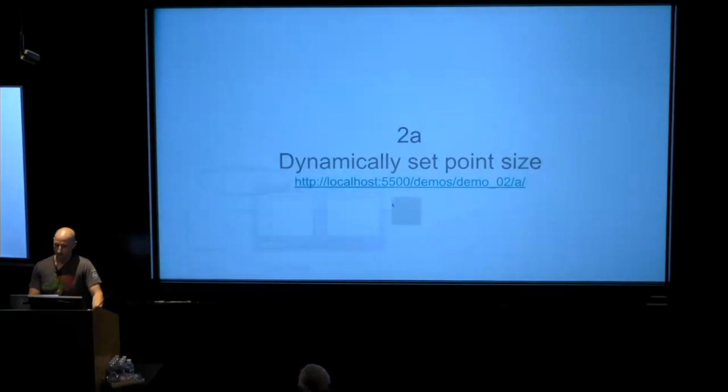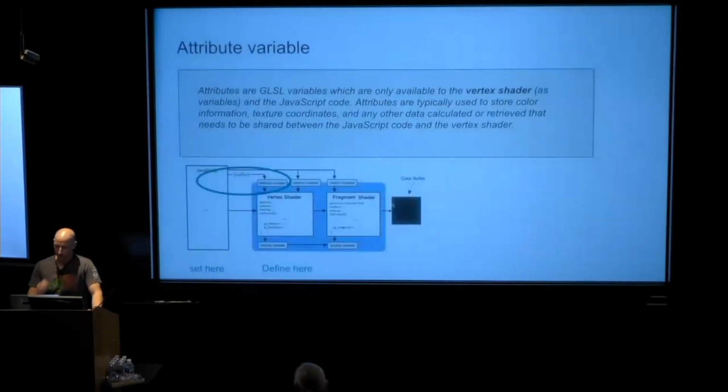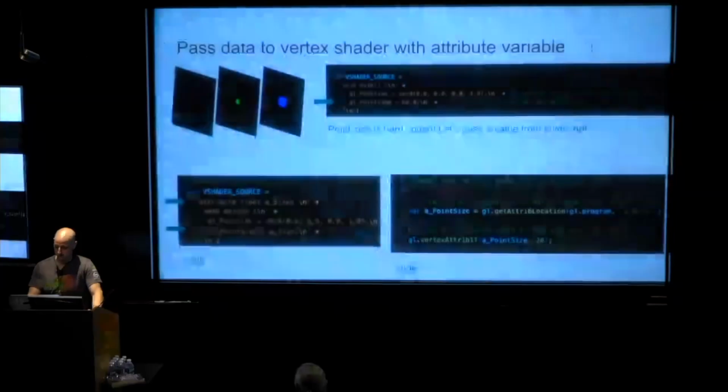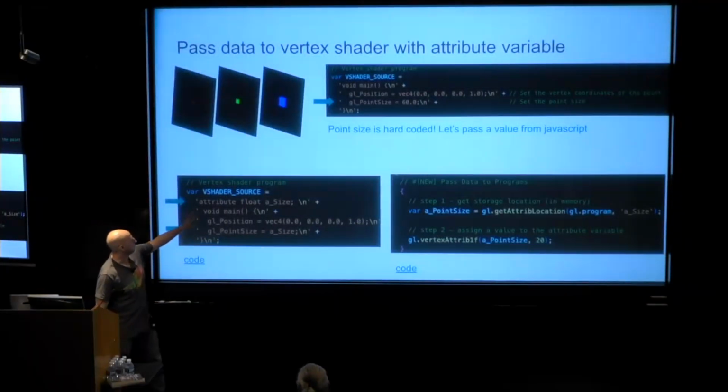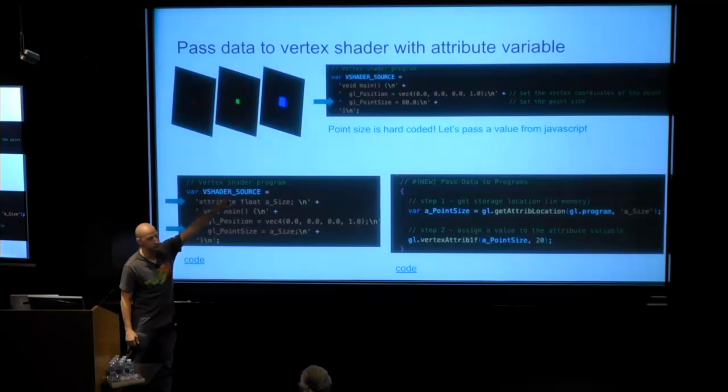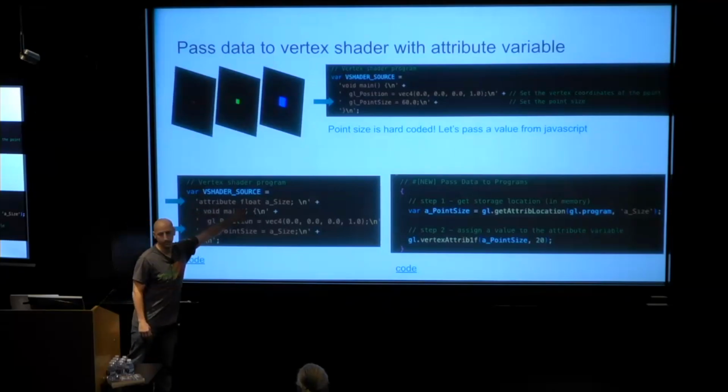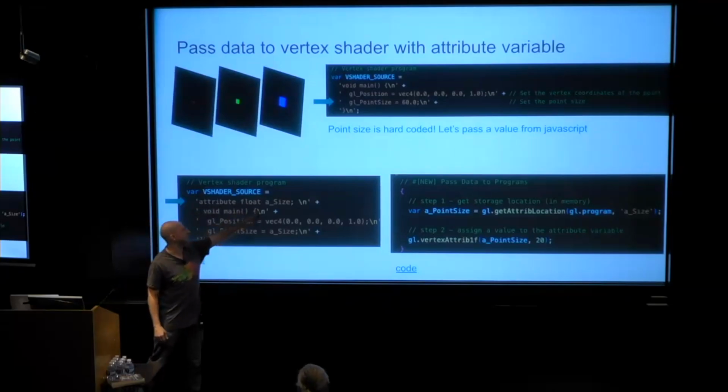So this is the first iteration of this. I did that. Okay, so now we are back to our vertex shader where it was hard coded before. What we're now doing is moving it up above the main function, defining it as an attribute variable, which means it's a variable that can only be accessed by this code. It's of type float, and it's going to be called a_size.